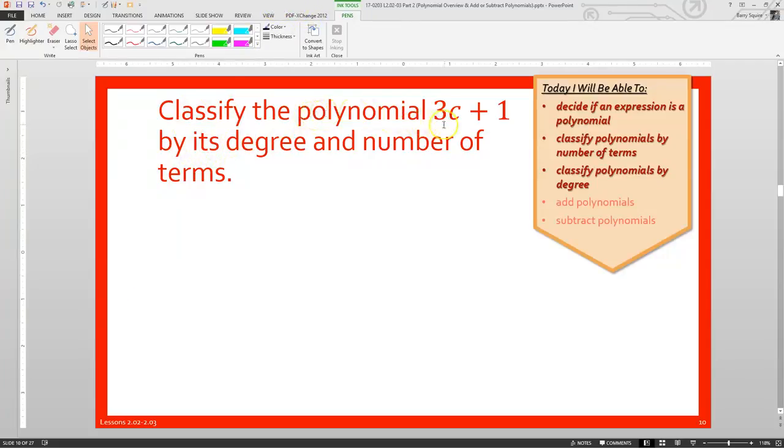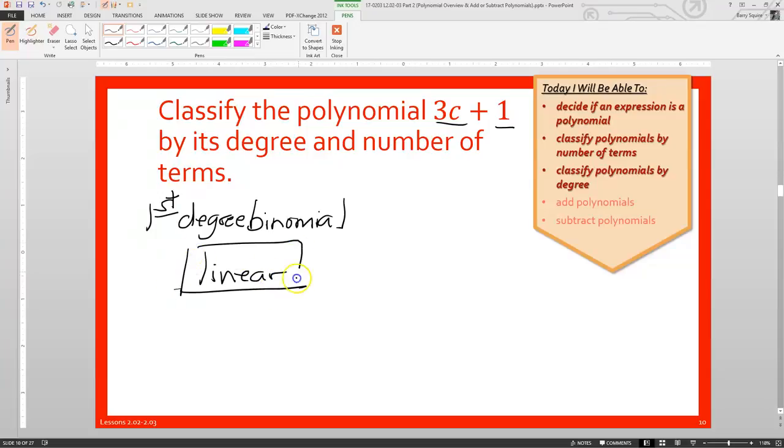So, it's a polynomial. Let's see. How many terms does it have? It's got 1, 2. So it's a binomial. And it's a first degree binomial. A first degree binomial is usually linear. So we would call this a linear expression. 3c plus 1 is a linear, let's be more specific, a linear binomial.